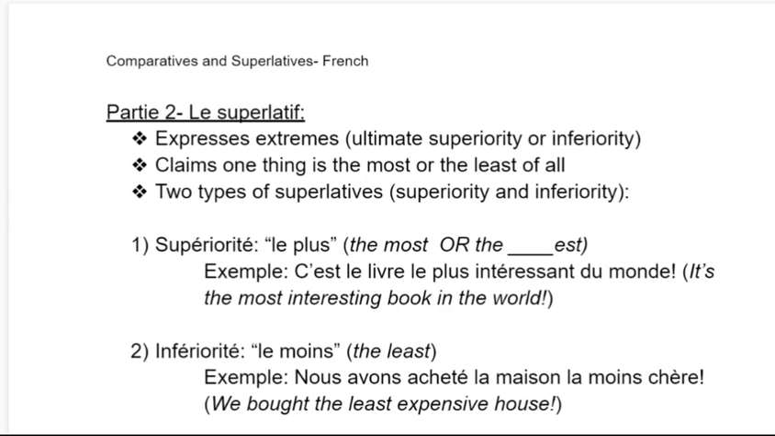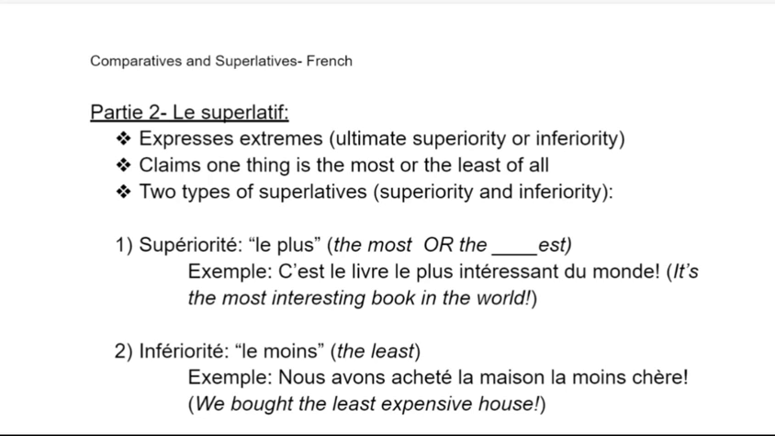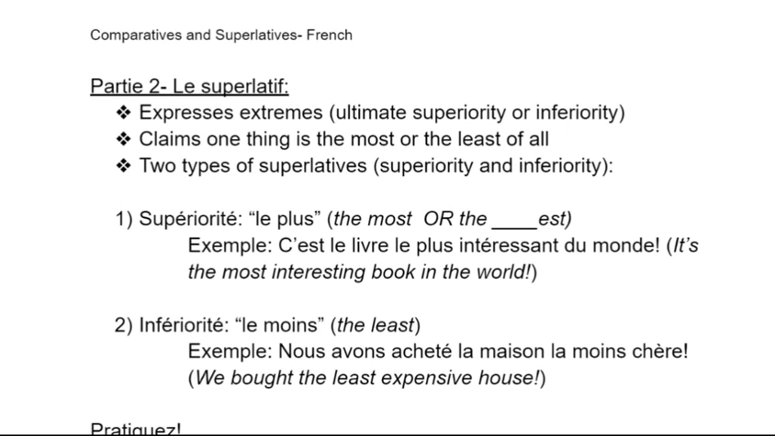Part 2 is le superlatif. So it expresses extremes such as ultimate superiority or inferiority. It claims one thing is the most or the least of all. And there are two types of superlatives. So it would be supériorité and infériorité.